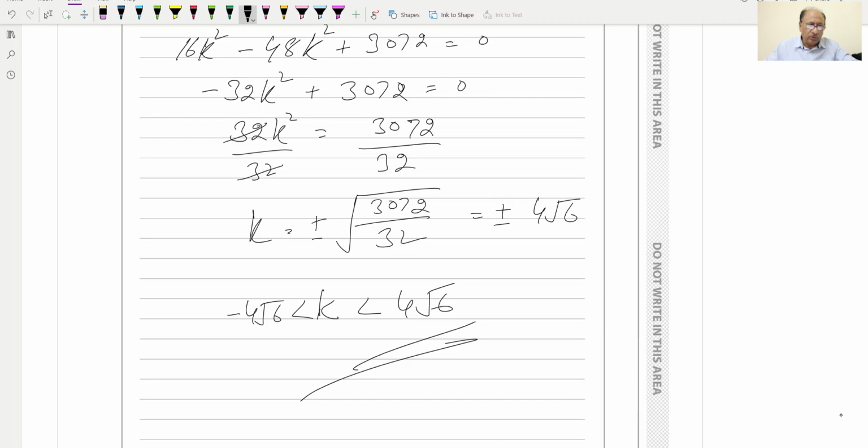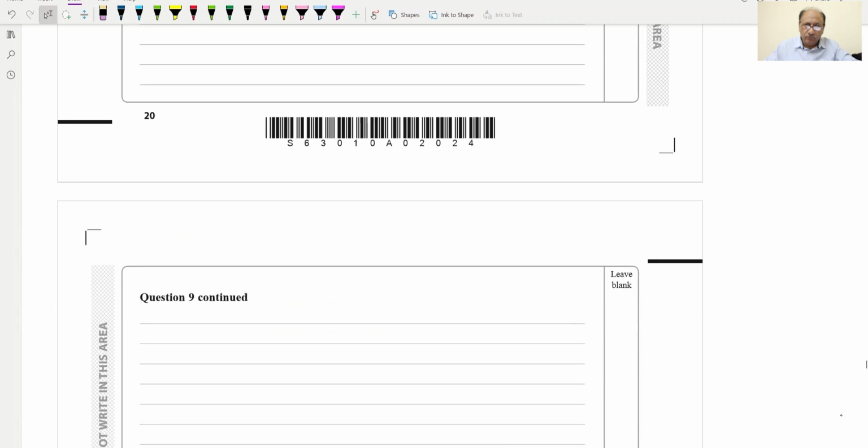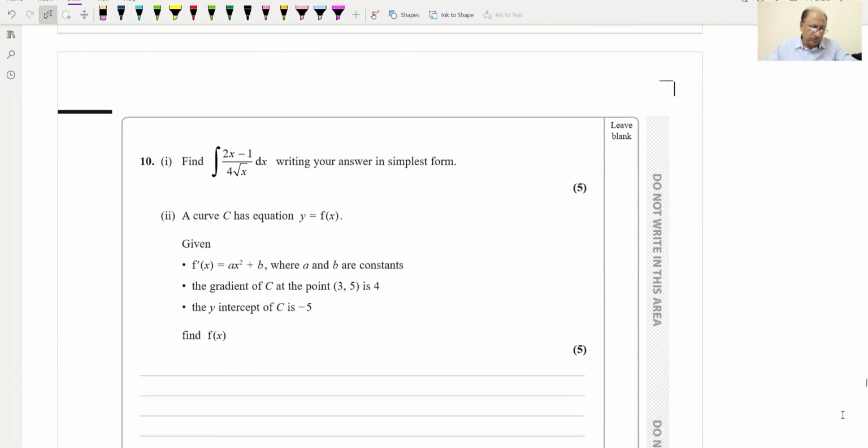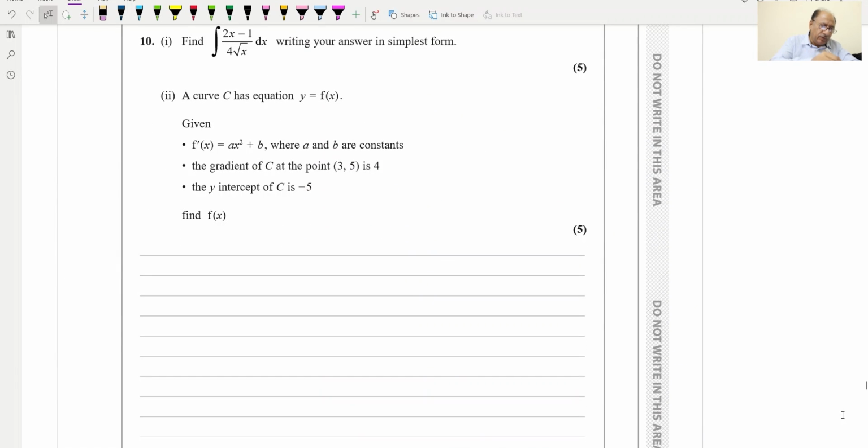Hopefully you understood this. Now we can move to question number 10. Question number 10 says find the integral of this one, writing your answer in simplest form, and this is 5 marks. Very easy, straightforward question, no complication in this.